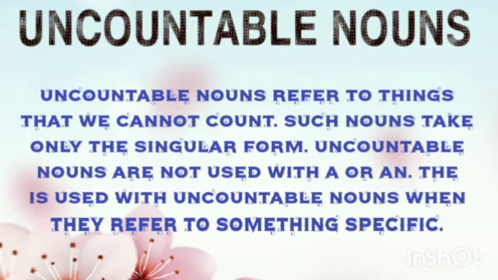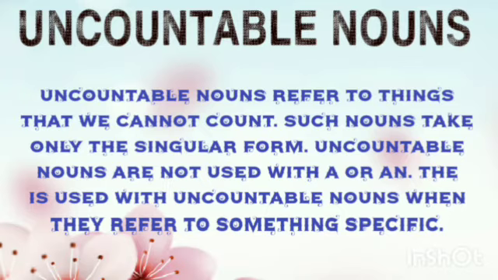Now let's move on to the next subheading, that is uncountable nouns. First of all, let's see what an uncountable noun is. Uncountable nouns refer to the things that cannot be counted. Such nouns take only the singular form. Uncountable nouns are not used with a or an. So we don't use the article a or an before an uncountable noun. The is used with uncountable nouns when they refer to something specific.